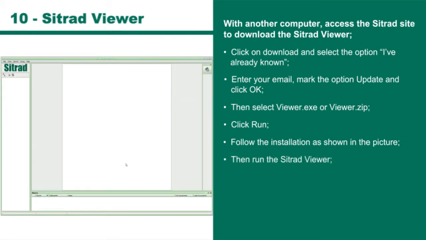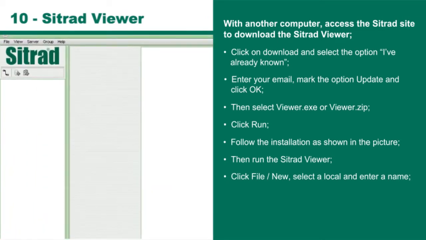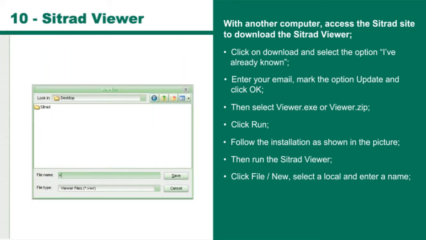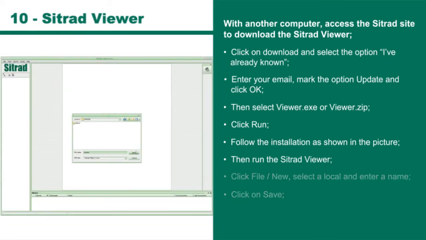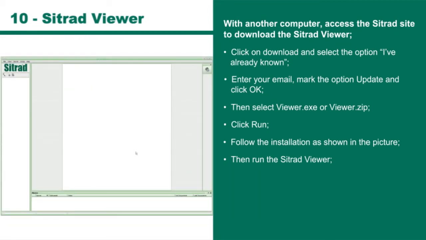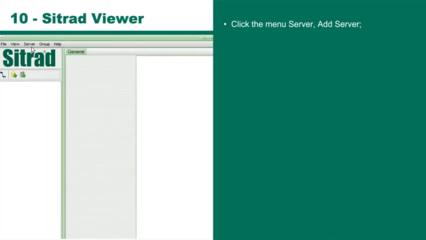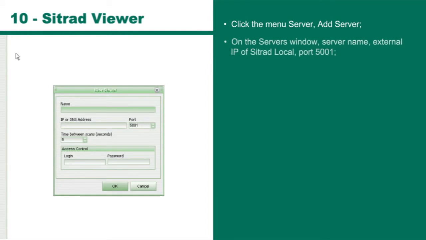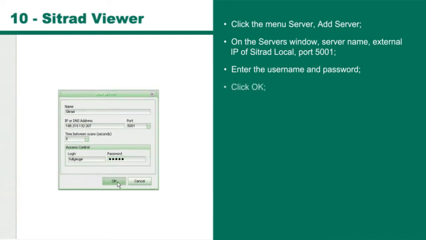Sitrad Viewer. Click File, New. A window will open to create a data file for Sitrad Viewer, where the information of the server, server groups and instruments will be recorded. Select a location and enter a name, then save it. After saving, click the menu Server, Add Server. On the Servers window, repeat the same process as before. Server name, external IP of Sitrad Local, port 5001. Enter the username and password, then click OK.